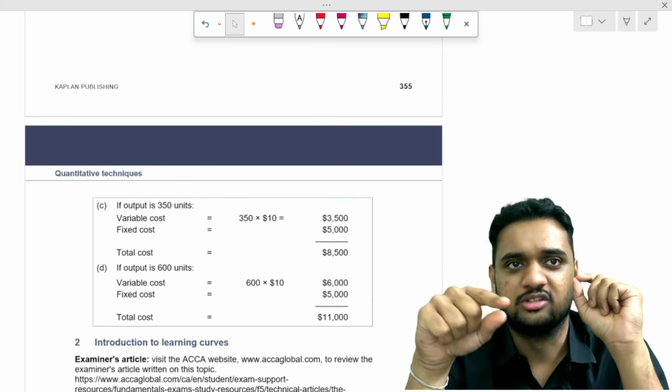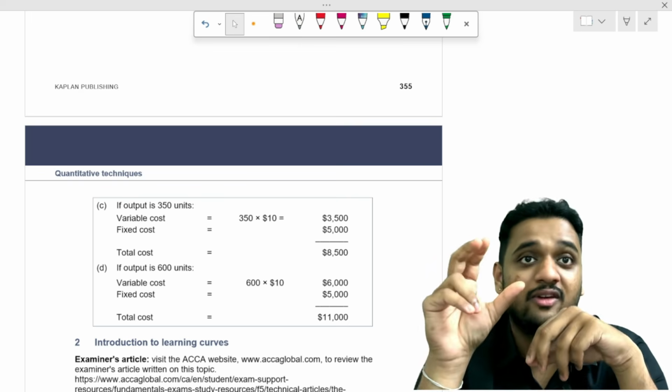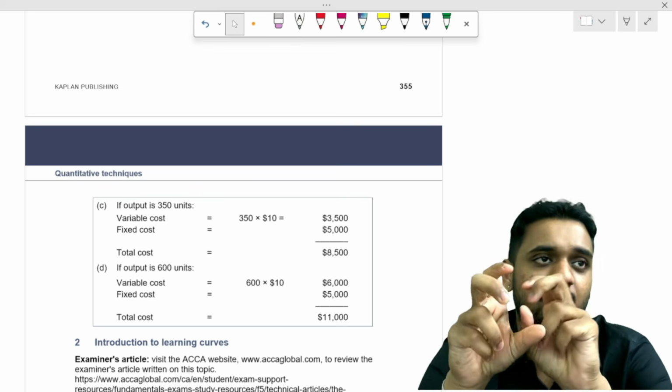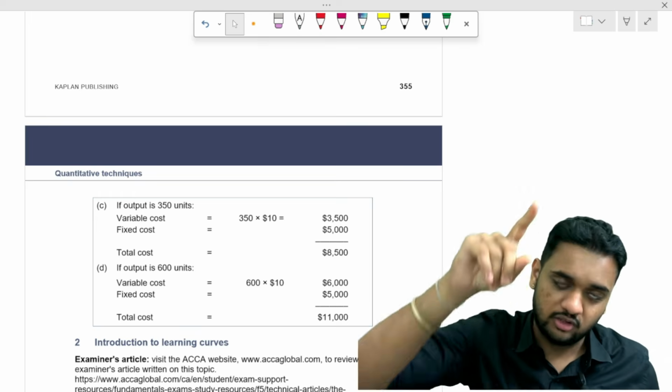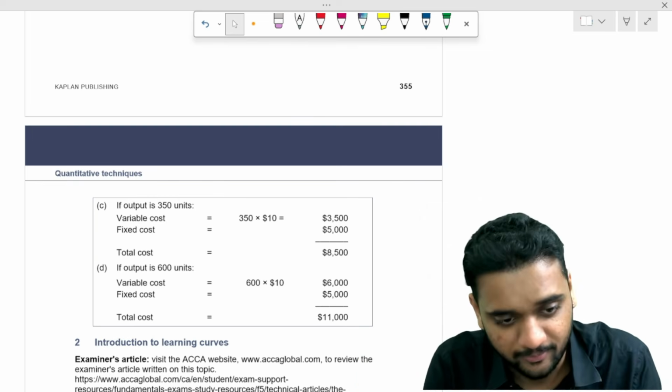Substitute any of the units, multiply with the number of units. Now you will get the total variable cost. Total cost minus the total variable cost, you will get the total fixed cost. Total fixed cost remains the same for all the units. So no problem. Understood? Yes or no?